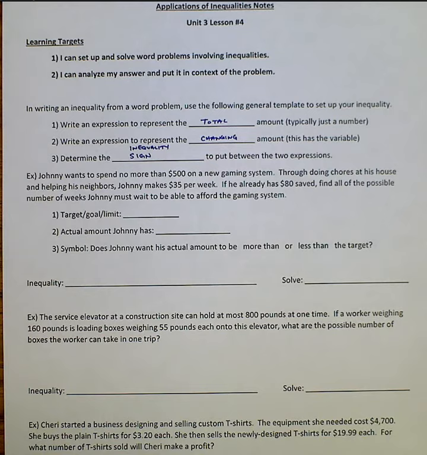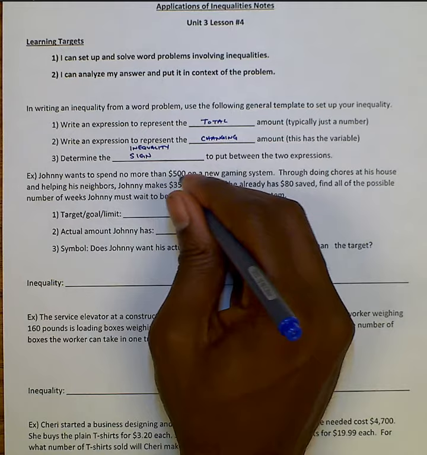Alright, so let's look at this. It says Johnny wants to spend no more than $500 on a new gaming system. Through doing chores at his house and helping his neighbors, Johnny makes $35 per week. If he has already saved $80, find all the possible numbers of weeks Johnny must wait to be able to afford the gaming system. So here's our total or target amount. In this situation it would be $500.